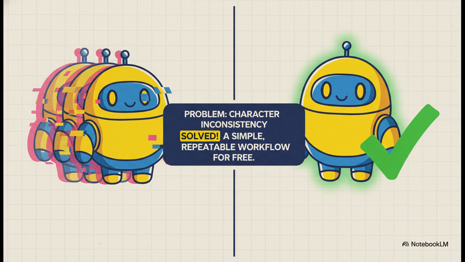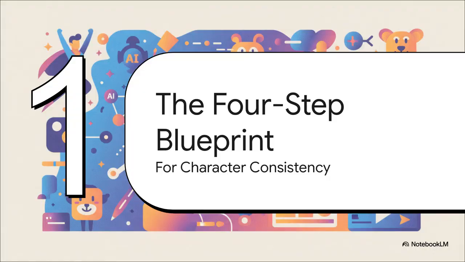In this explainer, I'm going to show you a simple, repeatable workflow that keeps your characters looking perfectly consistent from start to finish. Okay, so let's get right into it. This is your 4-step AI blueprint. It's a really straightforward but incredibly powerful workflow that will take you from just a basic idea all the way to a finished animation, with characters that look the same in every single scene.